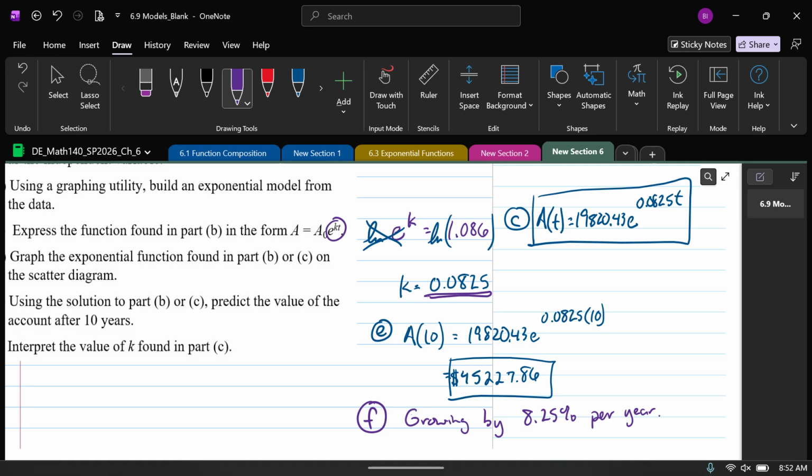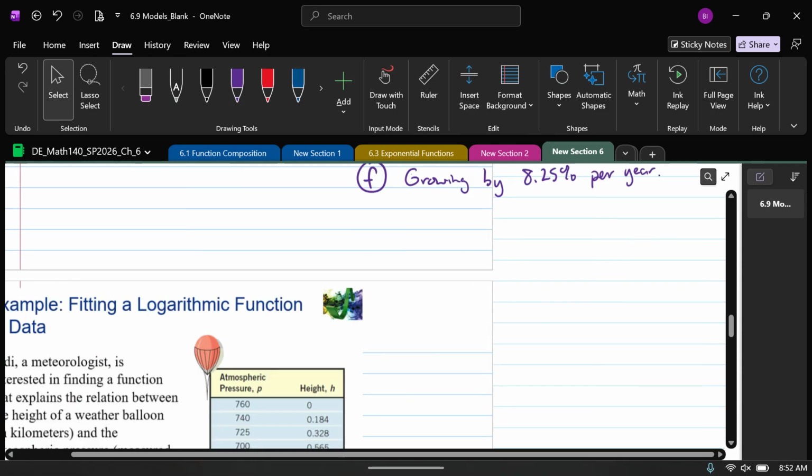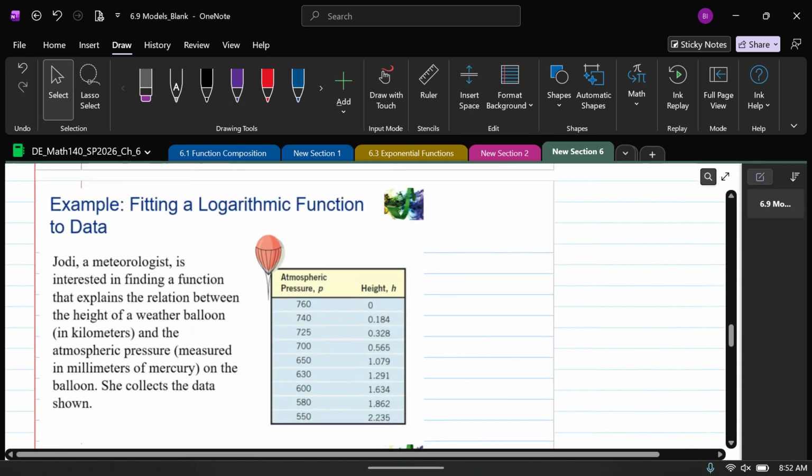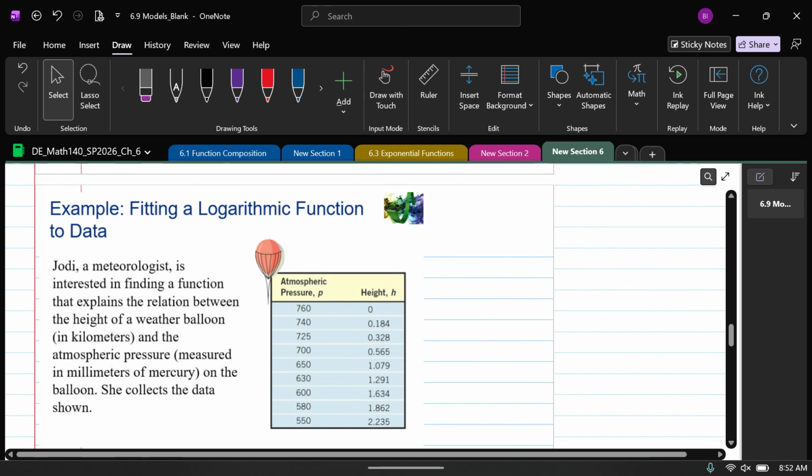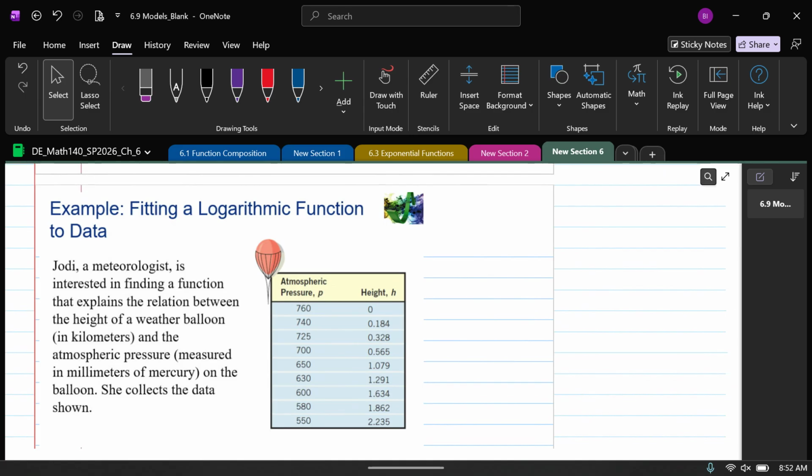All right, so scatter plot, we built an exponential function with that one and worked some stuff out. Let's go to the meteorology problem, and we're going to build a logarithmic function with this data. So here we have Jody, who is a meteorologist, and she's interested in finding a function that explains the relationship between the height of a weather balloon and the atmospheric pressure on that balloon. She collects this data. She has the atmospheric pressure. She has the height.